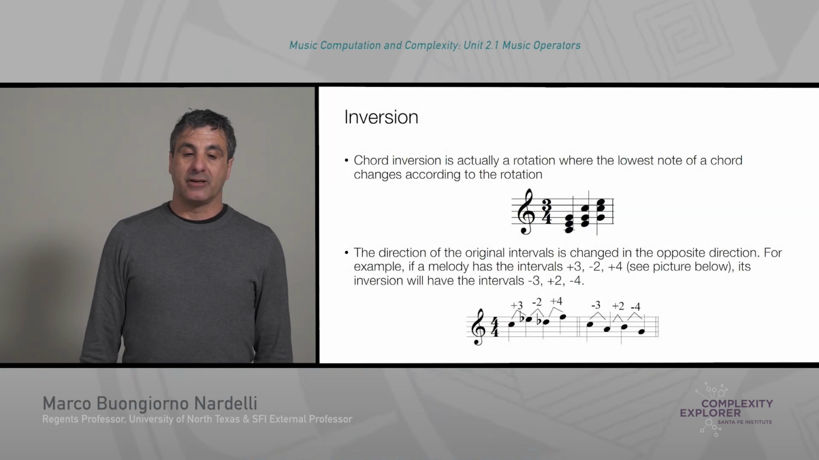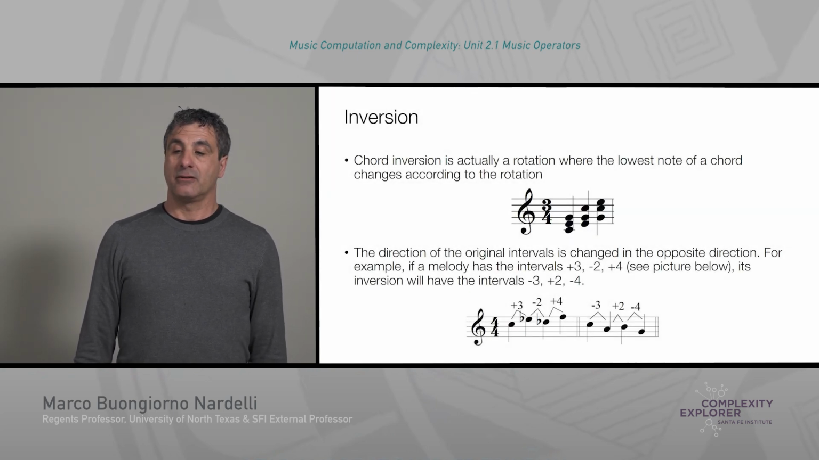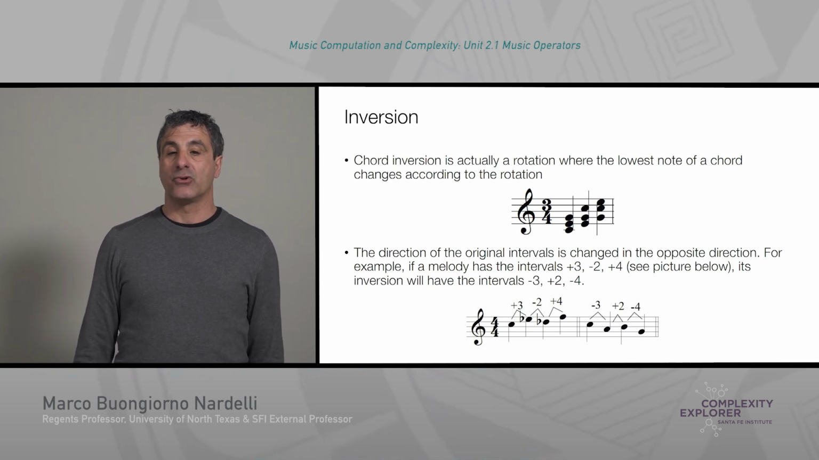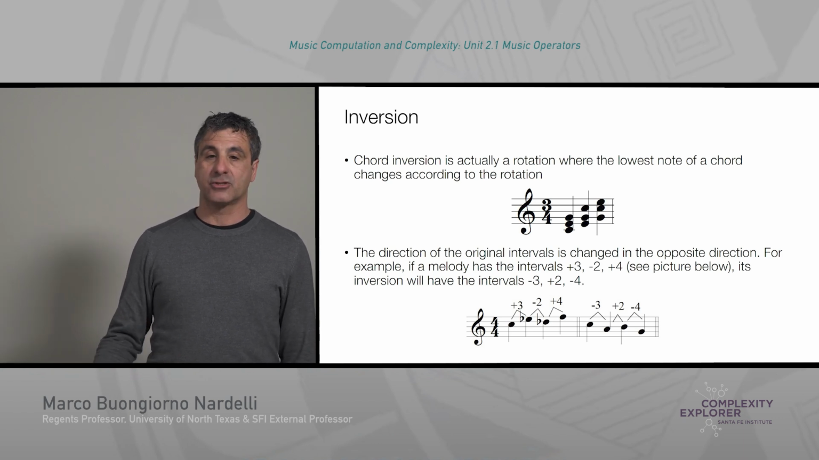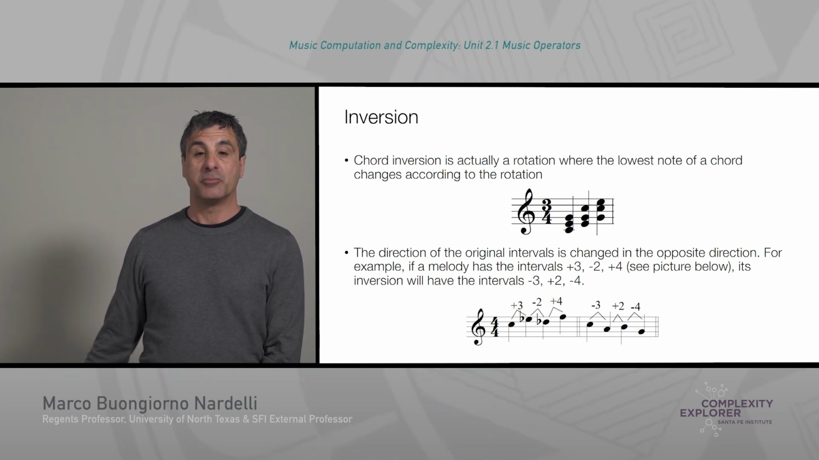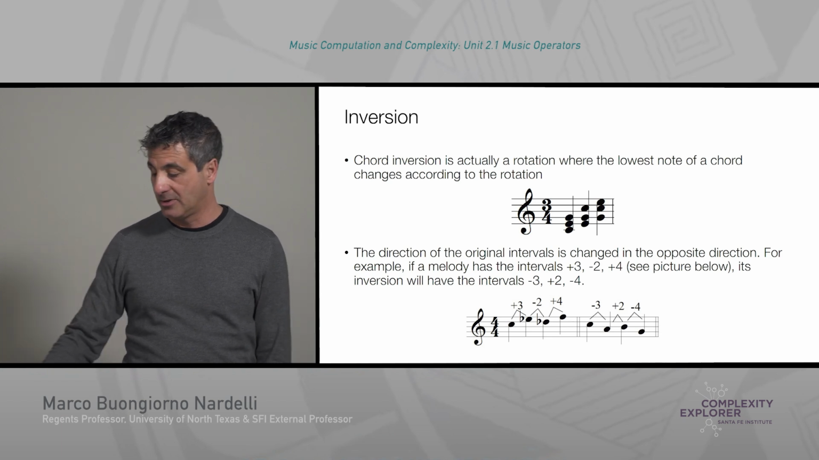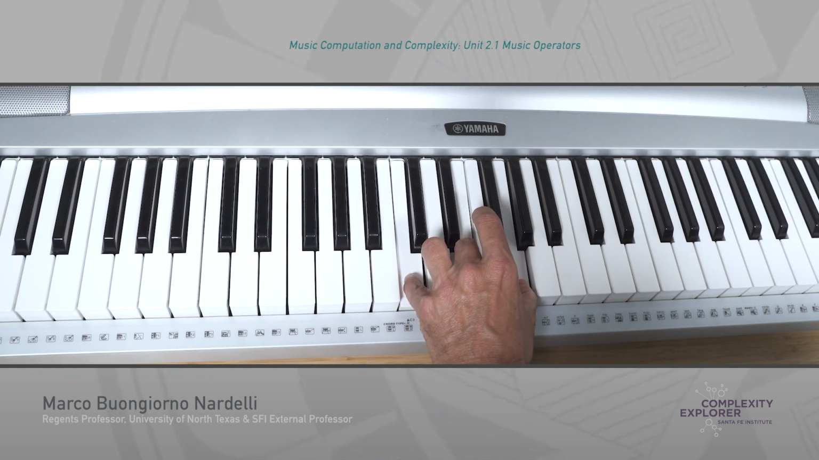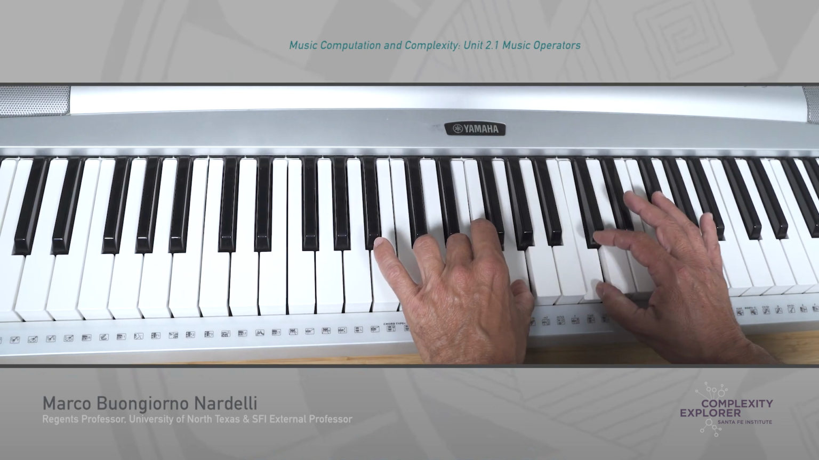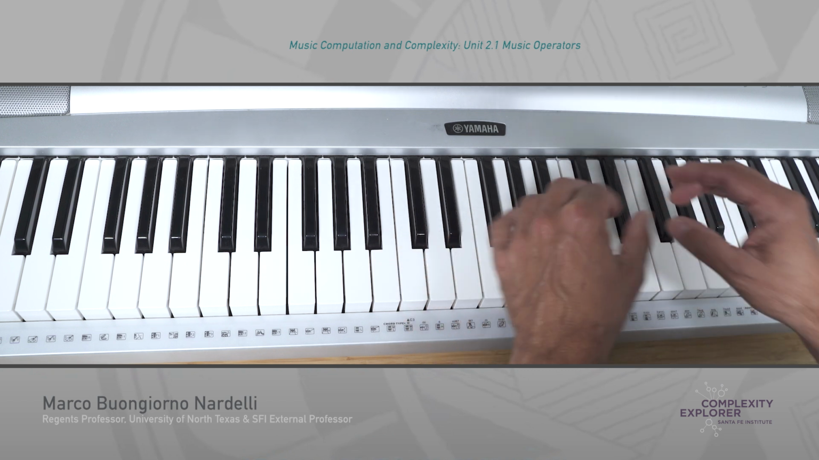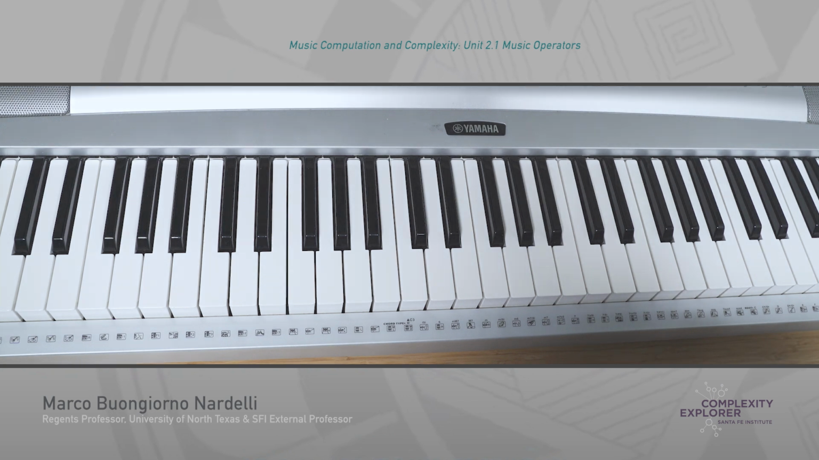If we go back to the idea of rotation, if I look at chords and apply rotation to a chord, what I have is what is called in musical language an inversion. So a chord inversion is a rotation where the lowest note of a chord changes according to the rotation of the pitches. And so in the example of before, this is the original chord. This is the first rotation. And this is the third rotation. These are called inversions of the same chord.